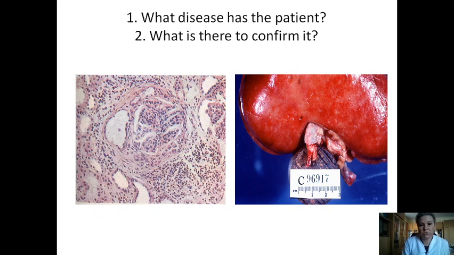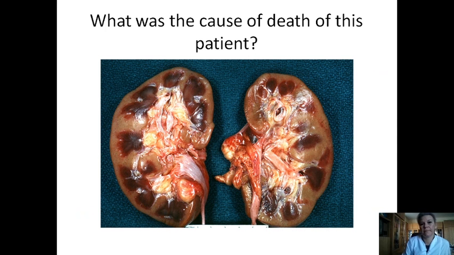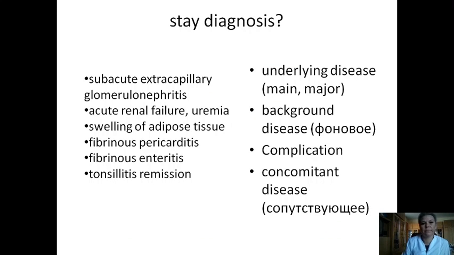In those pictures, you can see in the right side gross section of kidneys, in the left side histological examination. What disease has the patient? What is the result? Confirm it. What was the cause of death of this patient? Immediate cause of death in this patient. You can see gross section. State the correct pathological diagnosis.